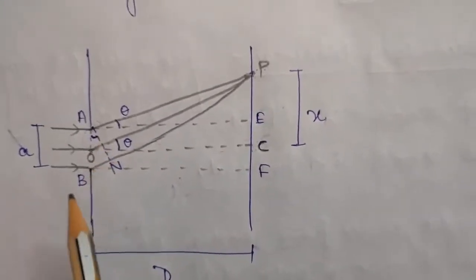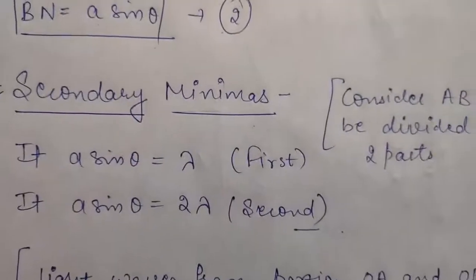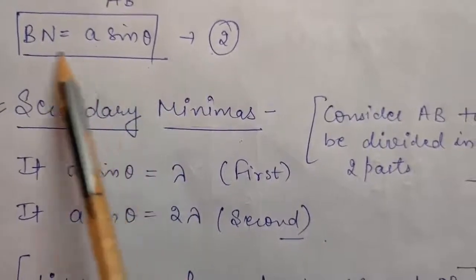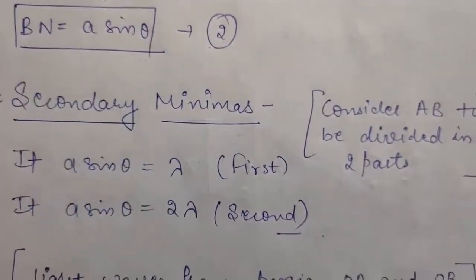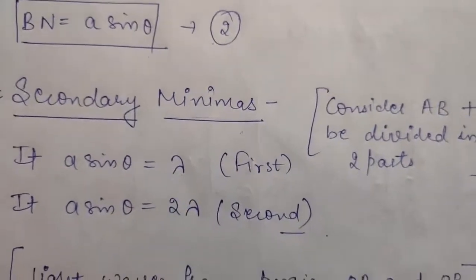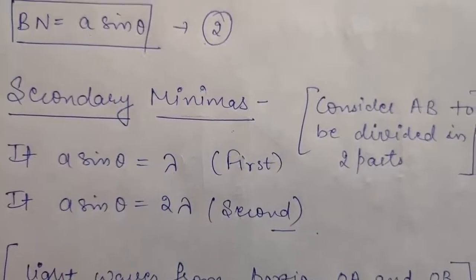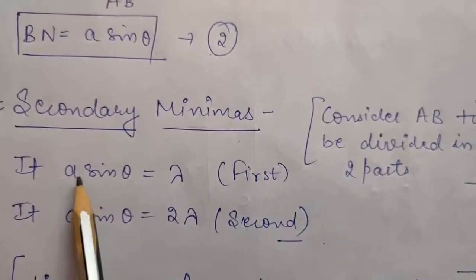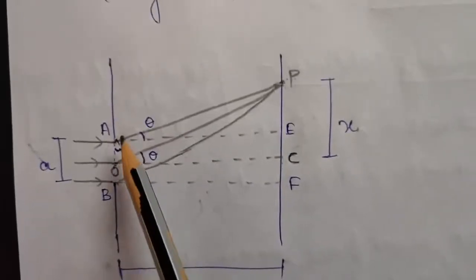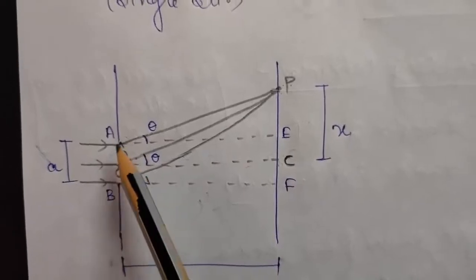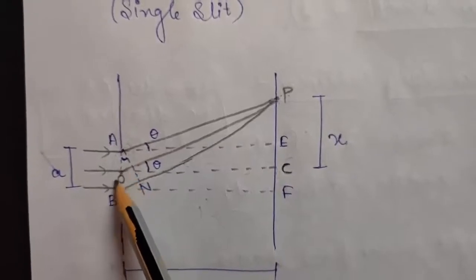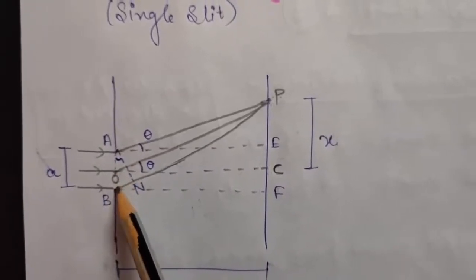Now let us take a sine theta, the path difference for the point P, to be lambda. So we have considered two things: first, the slit is divided into two parts, and second, the path difference is lambda for slit AB. If for the whole slit the path difference is lambda, then for the half portion it will be lambda by 2, and for the other half portion it will also be lambda by 2.